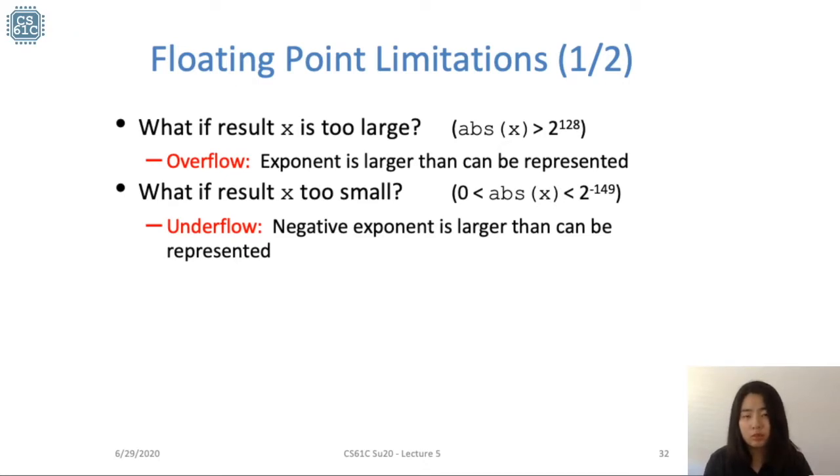Depending on the system, if trapping is enabled, overflow or underflow will trigger an exception. Otherwise, for overflow, the operation will result in the appropriate infinity, so positive infinity or negative infinity. For underflow, the operation will return positive or negative 0.